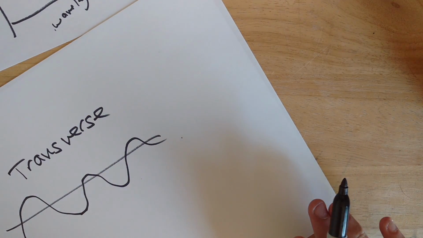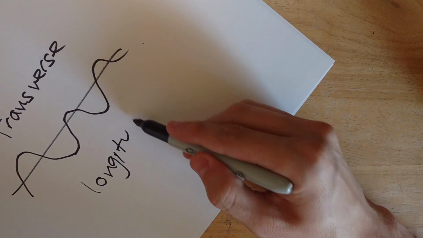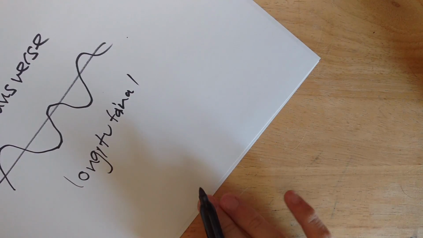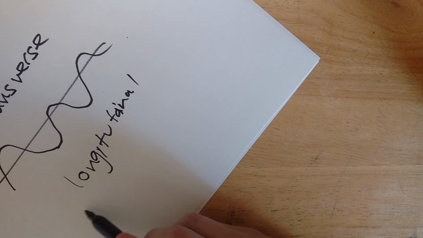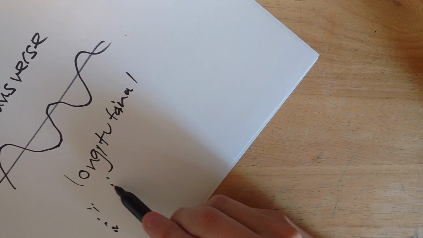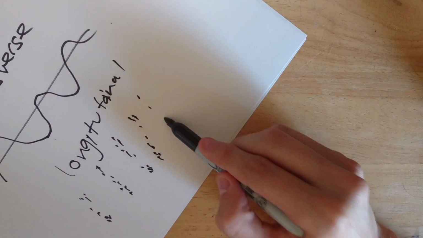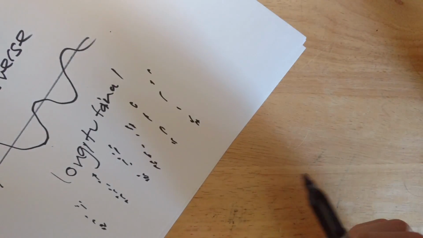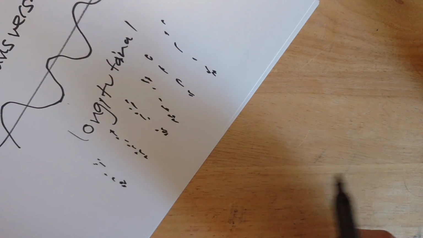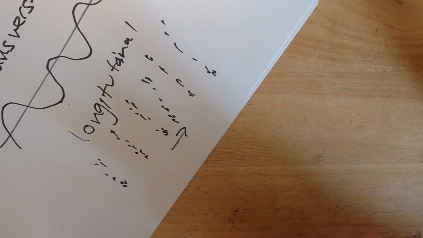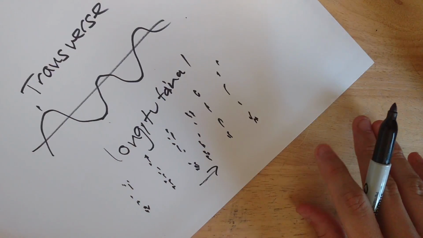Another type of wave is called longitudinal. Oh, I can't spell. Longitudinal. It's the same thing where there's high energy and low energy, points with really high energy, points with really low energy. So it's very similar. It's just that it's now parallel, like how the particles are moving. It's moving with the direction of where the energy is moving.